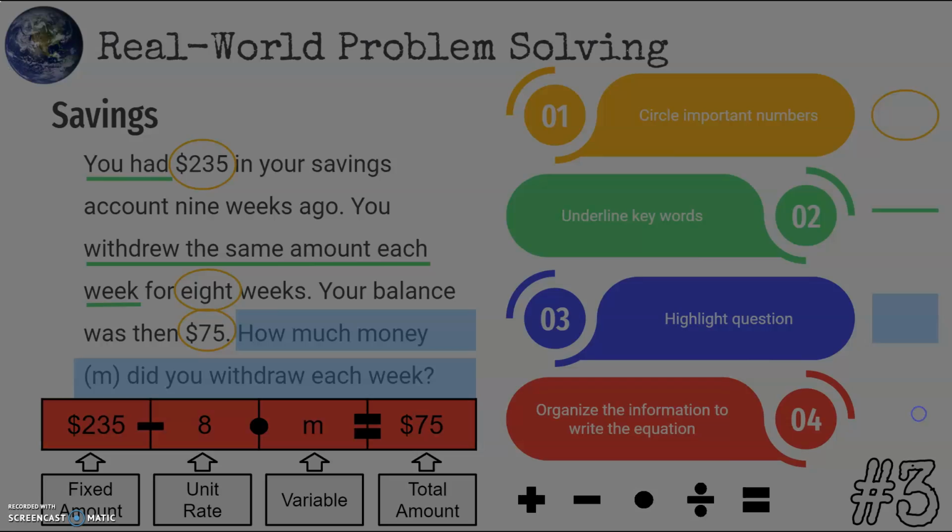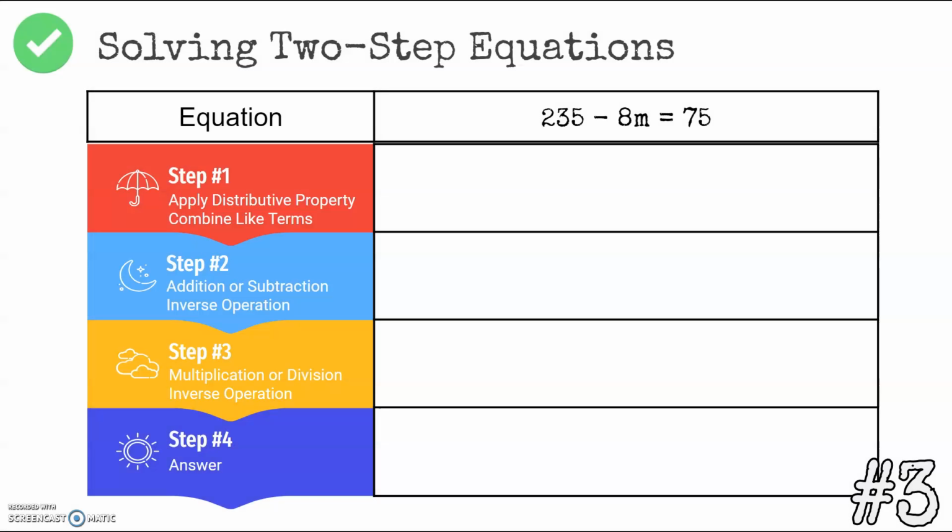Okay, so now that we have organized that and put our equation together, I'm going to rewrite it up here. Again, you have to type it up at the top. I have 235 minus 8m, or 8 times m. When they're stuck together, they're multiplying. Equals 75. Notice I again took out the dollar signs. I look at my step 1. Do I need to apply the distributive property or combine like terms? I actually don't, so I can skip that step.